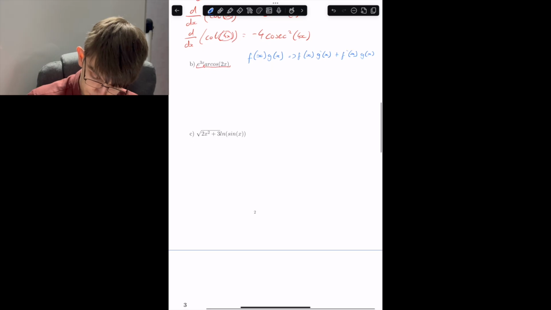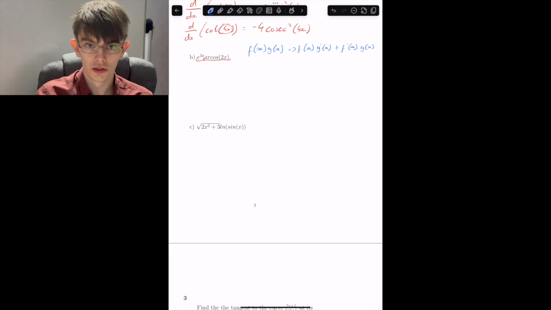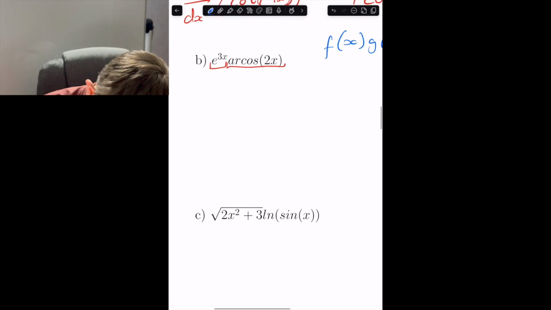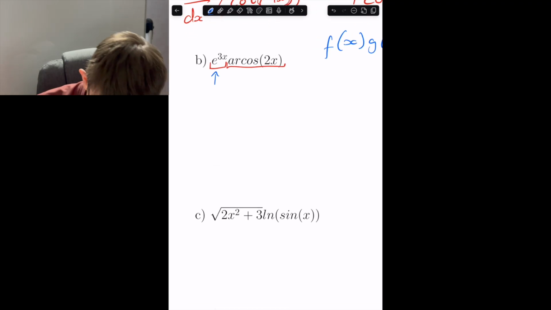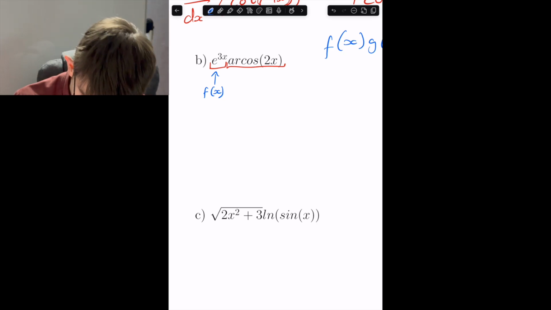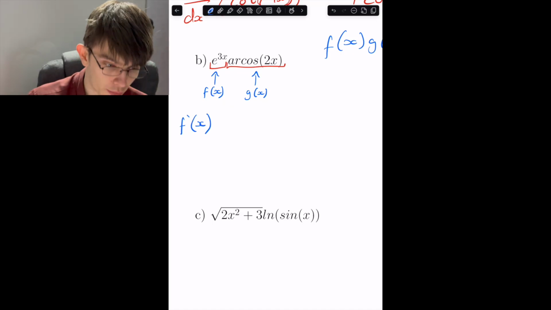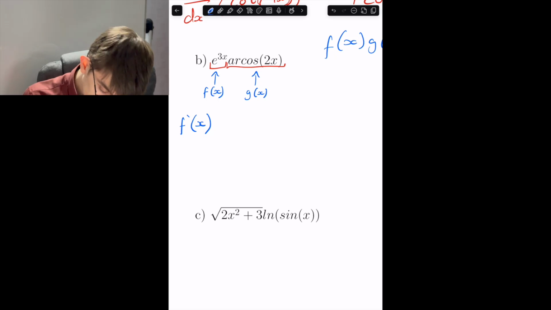Yeah, there we go. So that's my product rule. So I need to assign each of these a function. So let's call e to the 3x f of x and arc cos 2x g of x. So in which case, let's then find f prime of x.